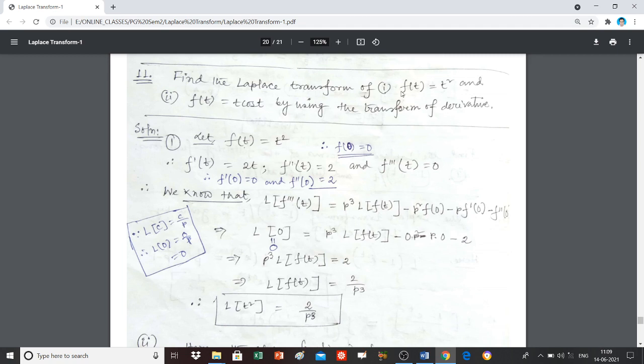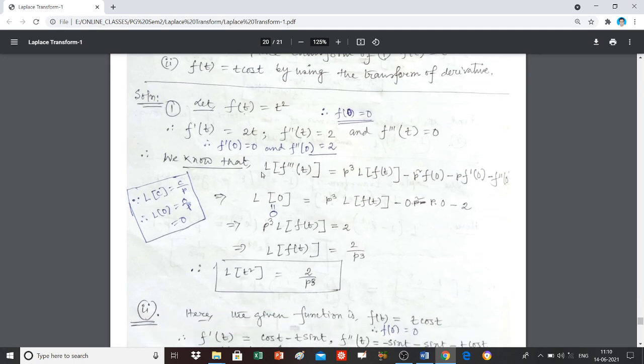The first problem is the function f(t) equal to t square. Therefore, f(0) is 0 from this relation, and f prime t, the differentiation of this function with respect to t, is equal to 2t. So f prime 0 gives you 0, and f double prime t is equal to 2. Therefore, f double prime 0 is nothing but 2, and f triple prime t is equal to 0. We just computed these things.